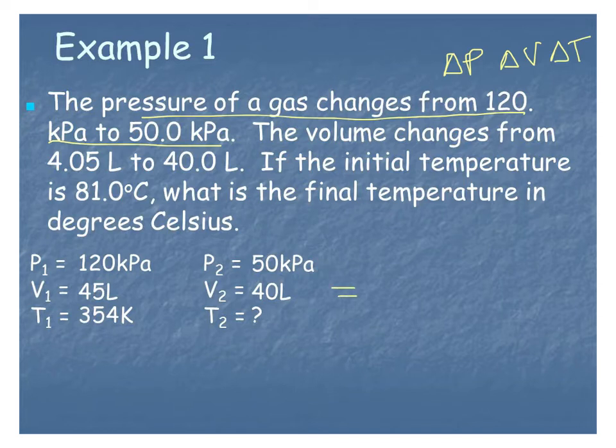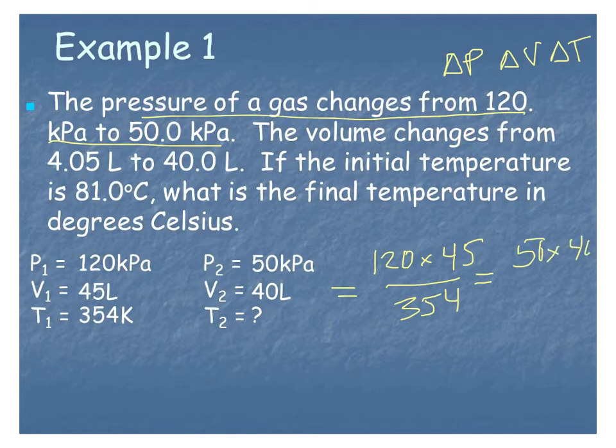If we do the math here, we have 120, not worrying about the units yet, times 45 divided by 354, and that has to equal 50 times 40 divided by some T. You could solve all that, and you should come up with a number that's quite small for T, because the ratio here has to be the same as this one. Let's see what that is on the next page.